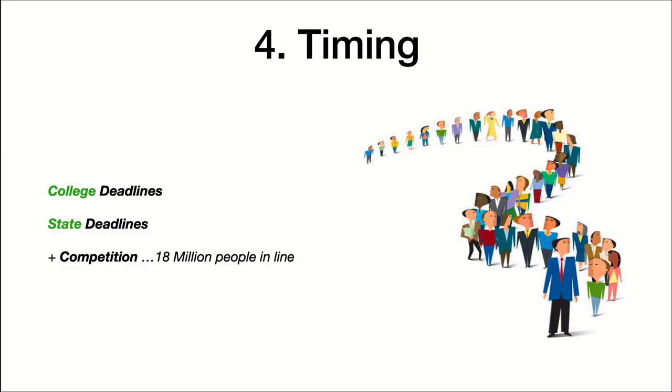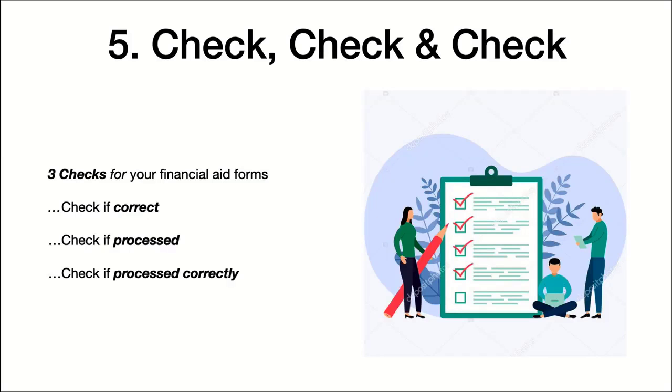And now for the last point about forms, number 5. Check, and check again. Here's a simple way to know what to check for. Number 1, check that you did everything correctly before actually submitting the form and going on record. Then once you submit, check that it was processed, and then check that it was processed correctly.